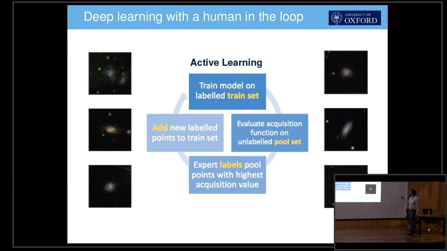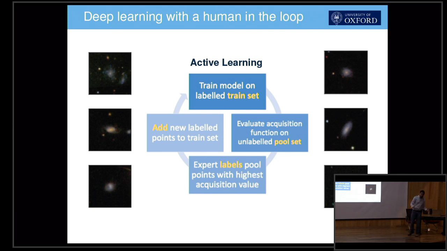We take the large set of billions of unlabeled galaxies, and we evaluate something called an acquisition function on this unlabeled set. An acquisition function tells us what the most interesting points are that we should ask an expert to label. We're going to collect only the points that have the highest acquisition function. You ask an expert to label these, add that back to the training set, and then retrain the model, then continue this cycle. That's called active learning.